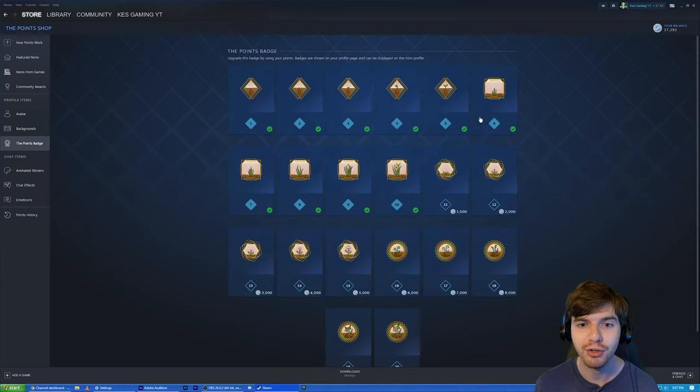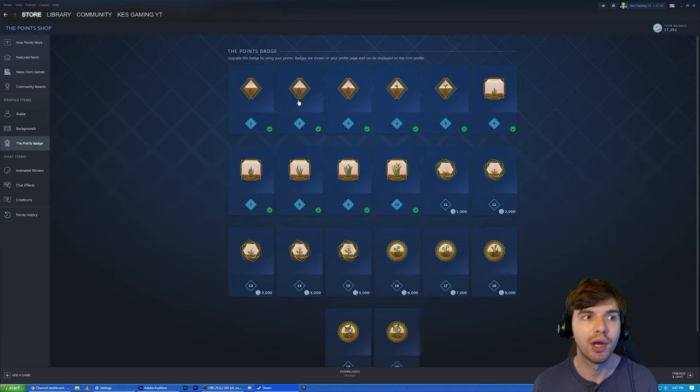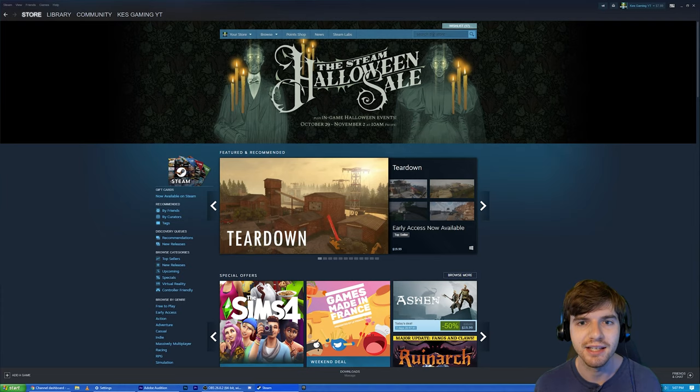Now, you can see I've already earned 10,000 that I've spent on the first 10 levels of this, and I already have another 17,000, so I can already go ahead and purchase the 20 level one. But how did I earn these? Well, what I did was I went on to the Steam store and I reviewed games that I owned.